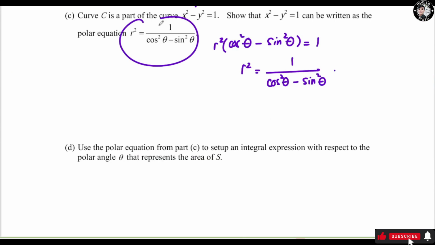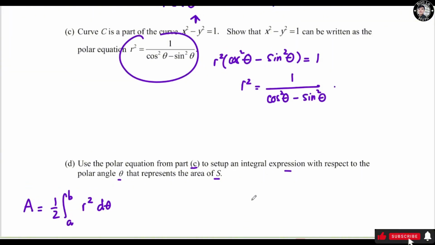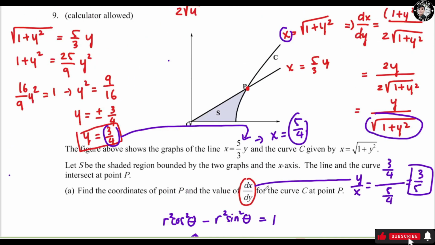Now part D. Use the polar equation from part C to set up an integral expression with respect to polar angle theta that represents the area of S. We know that the area equals 1/2 integral from a to b of r squared d theta. So we need to find the lower limit and upper limit first. We're going to go back over here to the region S.